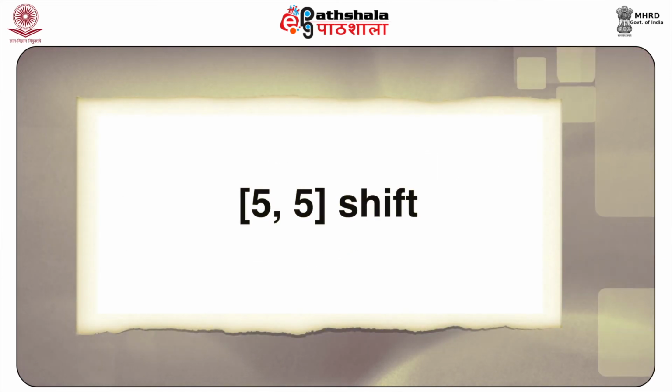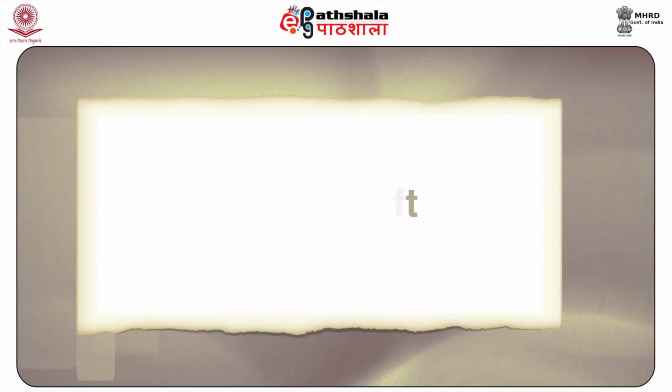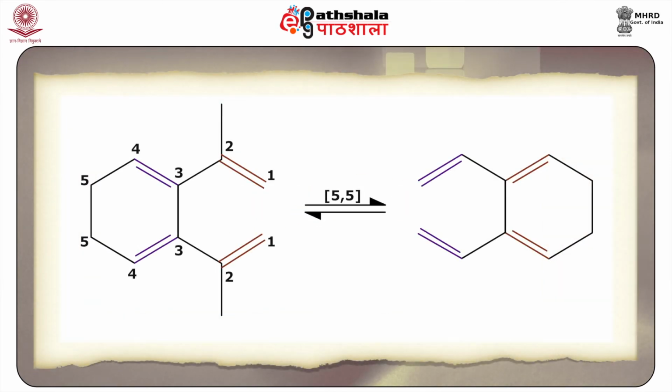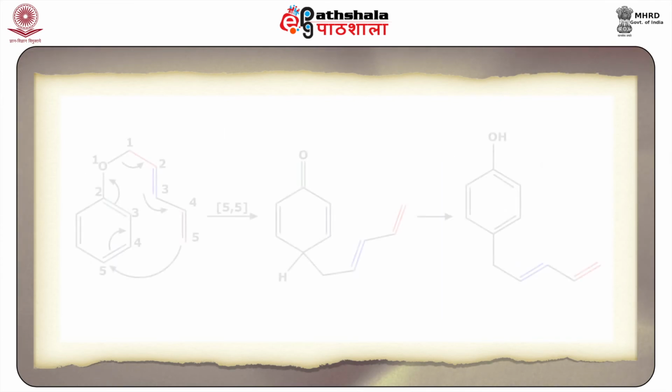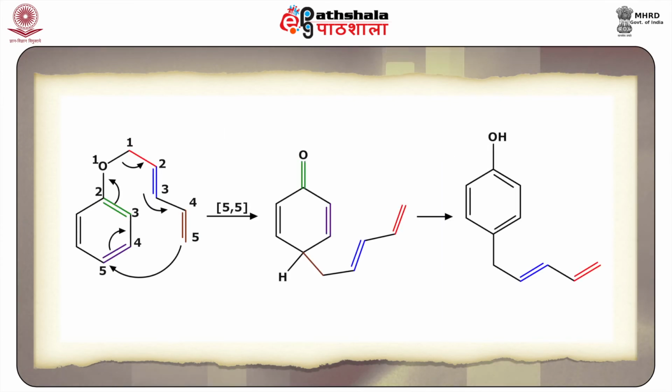Next, let us consider 5,5 shifts. Let us consider the 10 electron systems that include 5,5 sigmatropic shifts. As shown in the reaction, the 5,5 sigmatropic rearrangement of 2,4-pentadienyl phenyl ethers can be considered a homologous reaction to the Claisen rearrangement, as you can see from the mechanism.